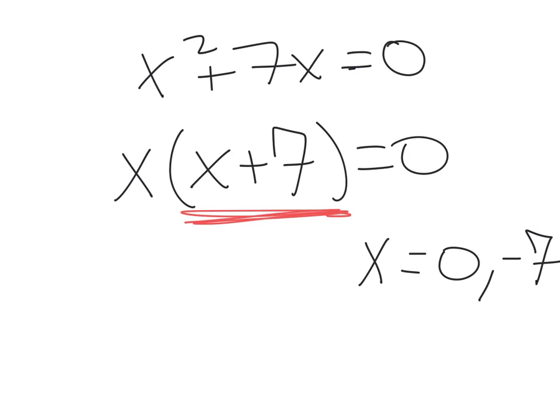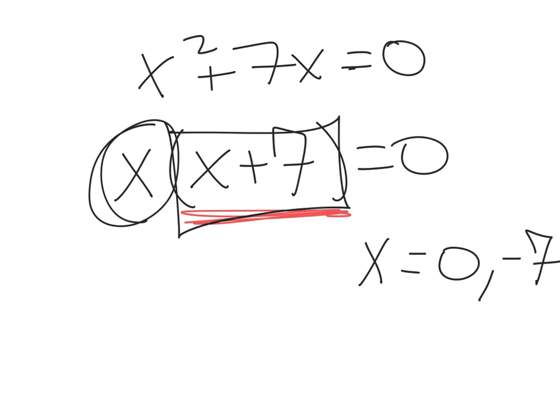So for a lot of this, you're going to be finding two solutions, and you're going to do it by first factoring and then setting each one of the binomials or each one of the factors equal to 0, and those will be your solutions.